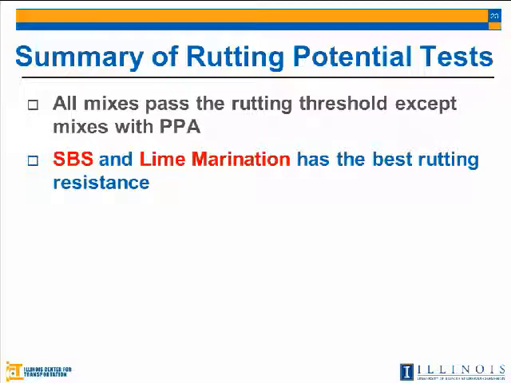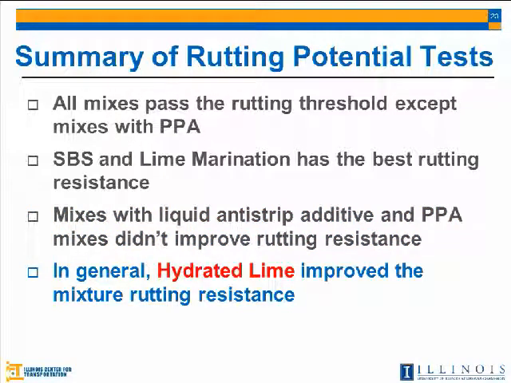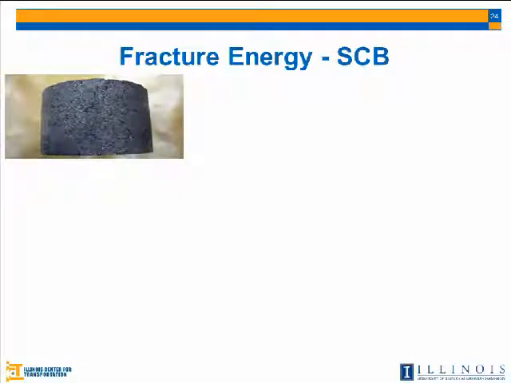The SPS and lime marination showed us the best rutting resistance, while the liquid anti-strip and PPA had the worst rutting resistance. But in general, the hydrated lime techniques, all of them altogether, improved the rutting resistance when compared to the control mix. The last test is the SCB test.